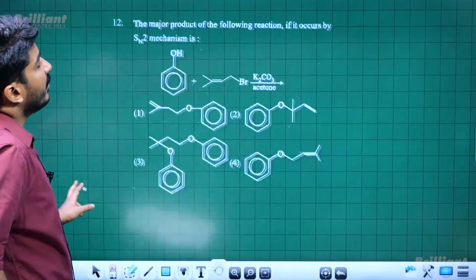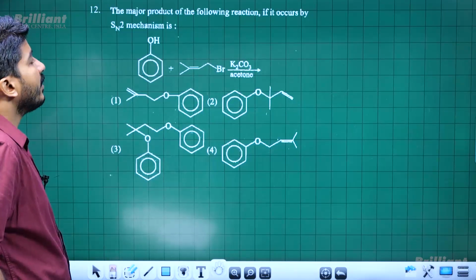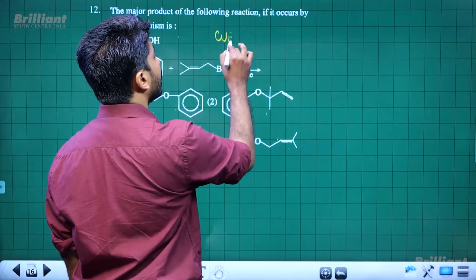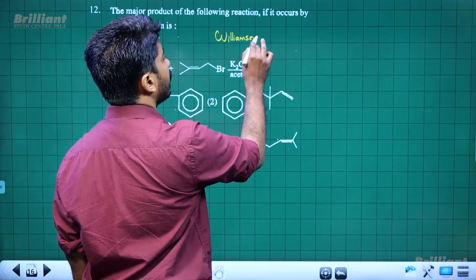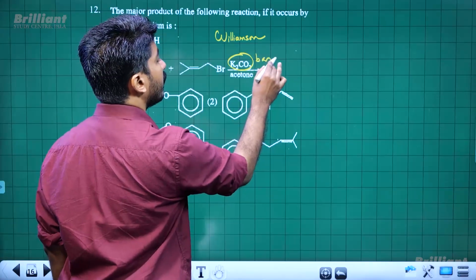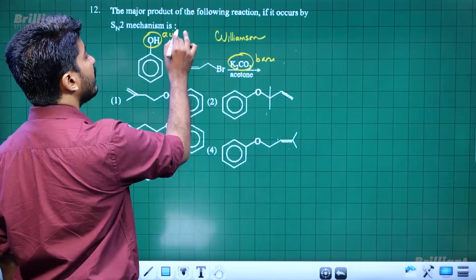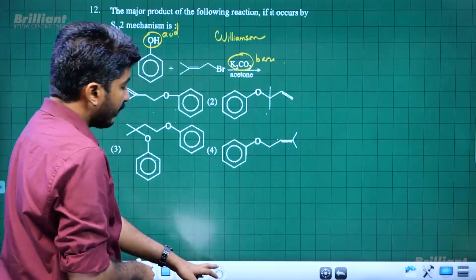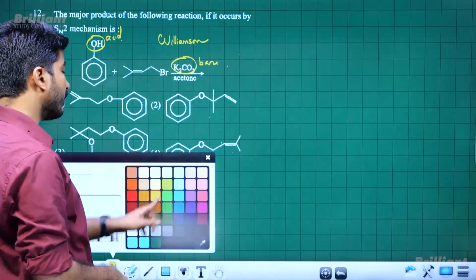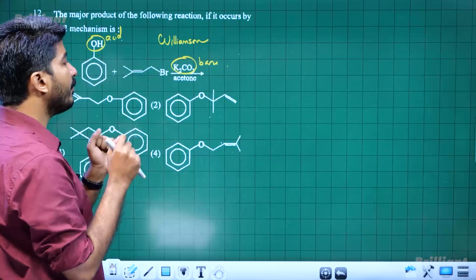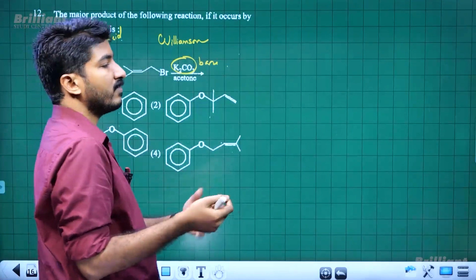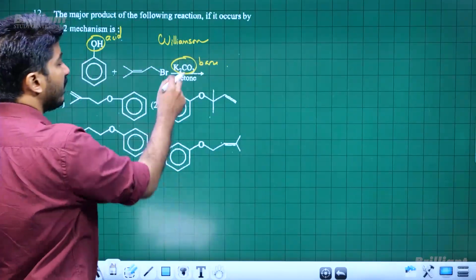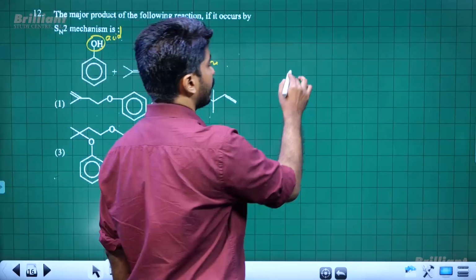Okay, next one. The major product of the following reaction, if it occurs by SN2 mechanism, is... this is very striking. This is Williamson synthesis. You can see the base, and we can see the acid over here. This is an acidic hydrogen. Remember, acid-base reactions are very fast, faster than other types of reactions. So if there is a possibility of an acid-base reaction, that will happen first. Then only SN1, SN2, E2 reactions will occur. So first of all, phenol is highly acidic and this is a base as well, and phenoxide forms.